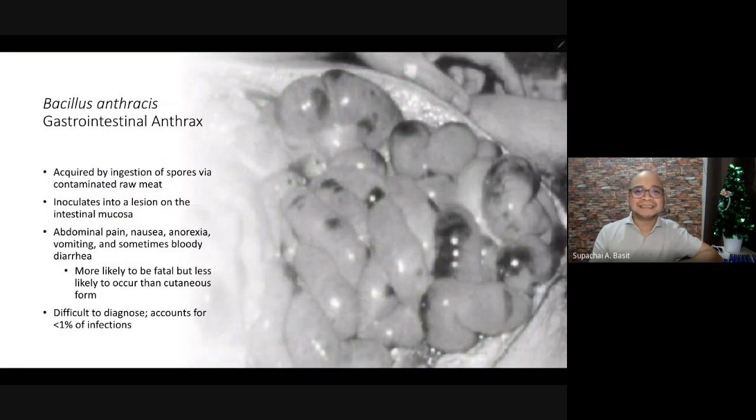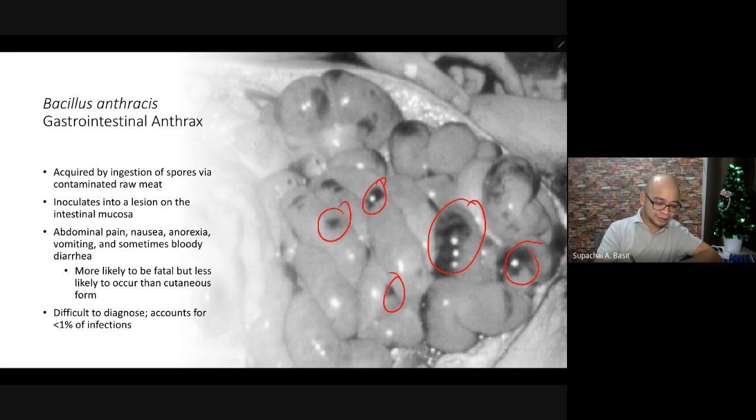So the third type of anthrax is intestinal anthrax, the gastrointestinal anthrax. We usually get it after we ingest spores via contaminated raw meat. So it inoculates into a lesion on the intestinal mucosa. As you can see, the intestine here would have several lesions. It is characterized by abdominal pain, nausea, anorexia, vomiting, and sometimes bloody diarrhea, more likely to be fatal but less likely to occur than the cutaneous form.